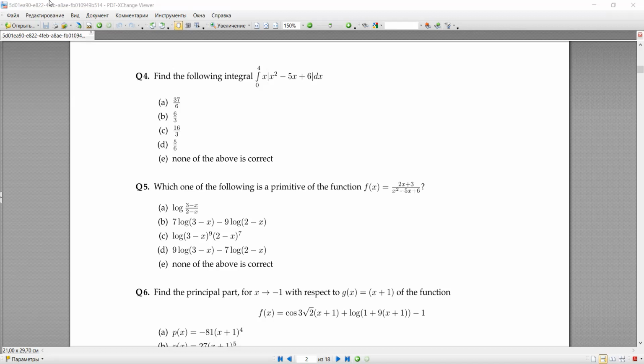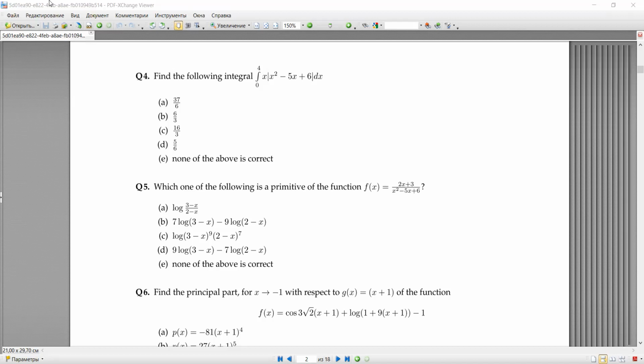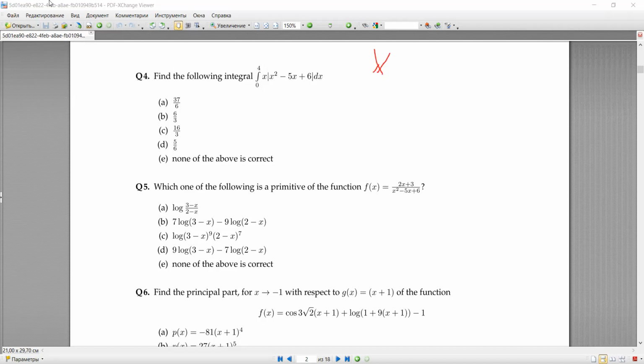That's why here we need to consider factoring this quadratic polynomial. So here it will be x minus 2 and minus 3, yes? x plus 2, plus 2 and plus 3, x minus 2 and x minus 3. It's factoring, yeah?